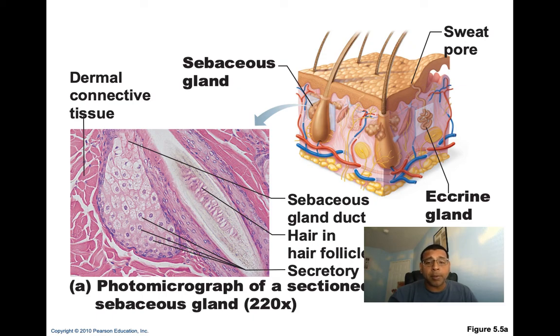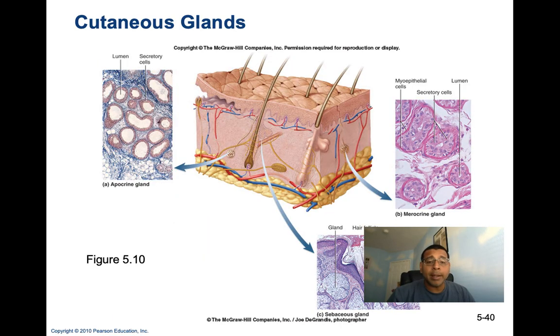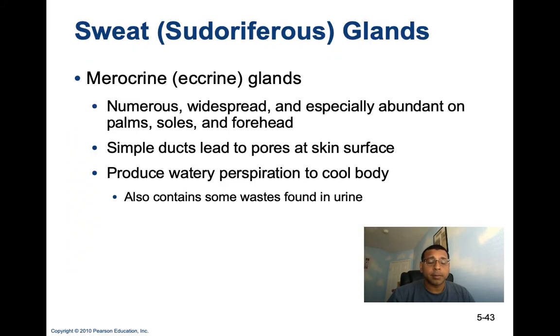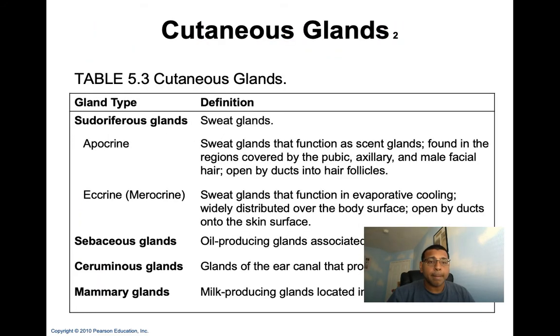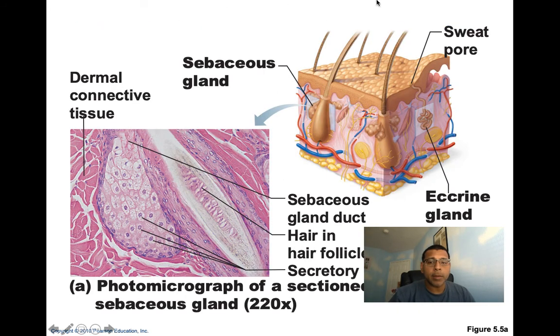The first type of gland that we'll talk about here will be our eccrine glands. We see here our eccrine glands. Our eccrine sweat glands, they look like apocrine glands. They are merocrine sweat glands. These eccrine sweat glands are very numerous and abundant. Another image depicting them.